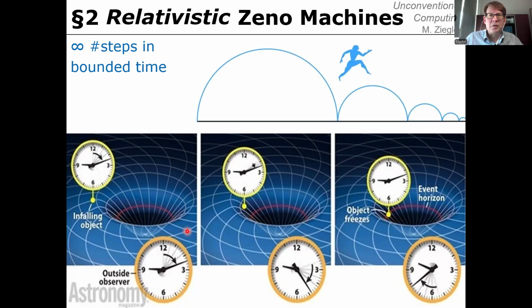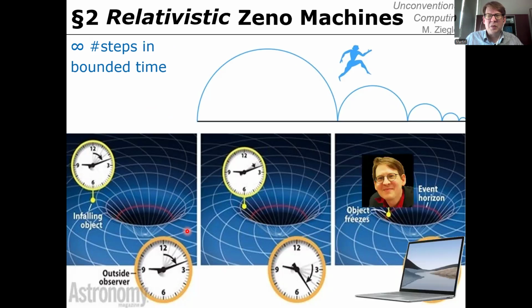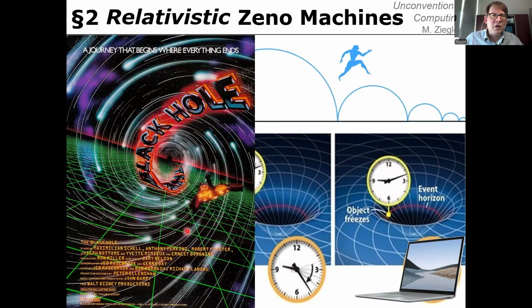So in order to use this to realize such relativistic Zeno machines, we need to switch places. The PC whose termination we want to decide is the one that stays outside of the black hole, and the observer who wants to know whether the PC terminates or not is the one who has to go inside the black hole. And this is maybe not so practical, because what happens when you fall into a black hole has been depicted, although artistically, by Disney.